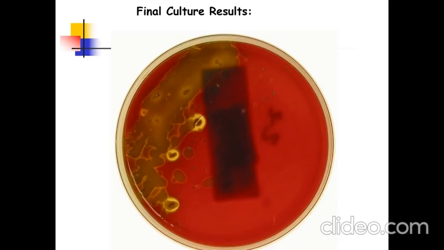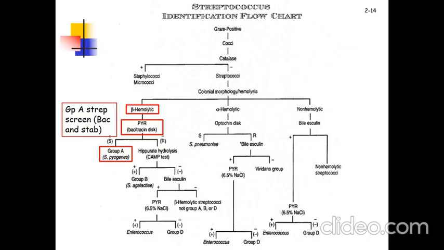This plate here, we have good beta hemolysis in spots, but Stab O isn't positive. We don't even have a bacitracin disc on this one. So final culture results would be 1 plus normal flora, or no group A isolated.